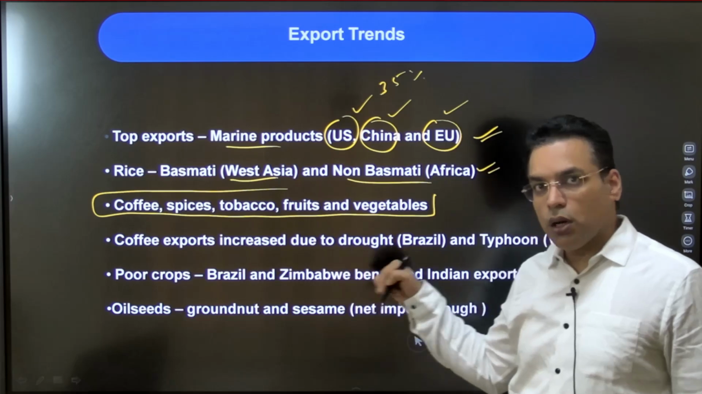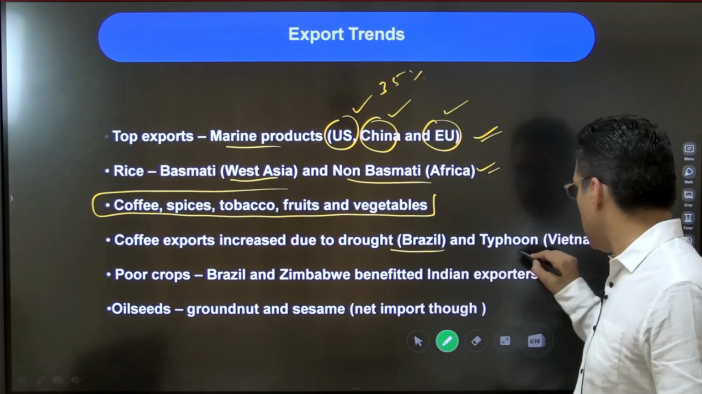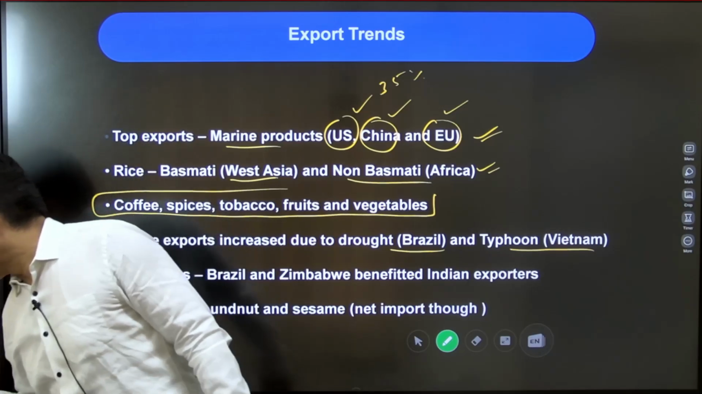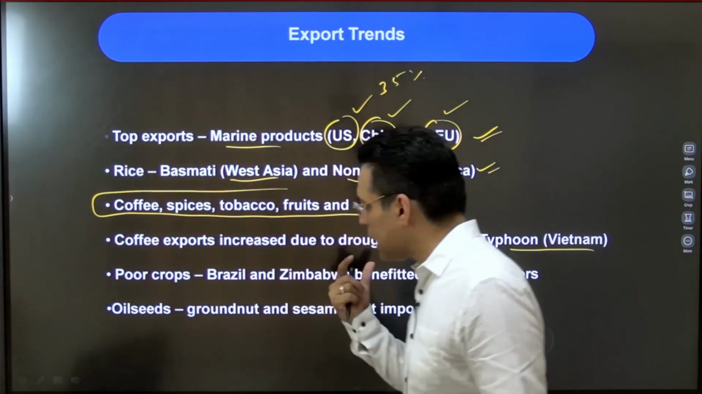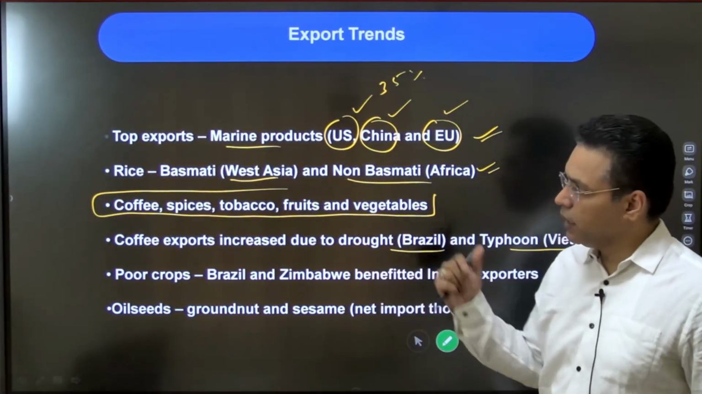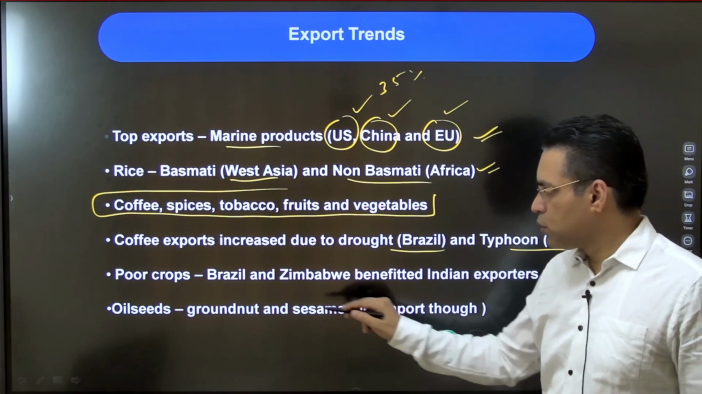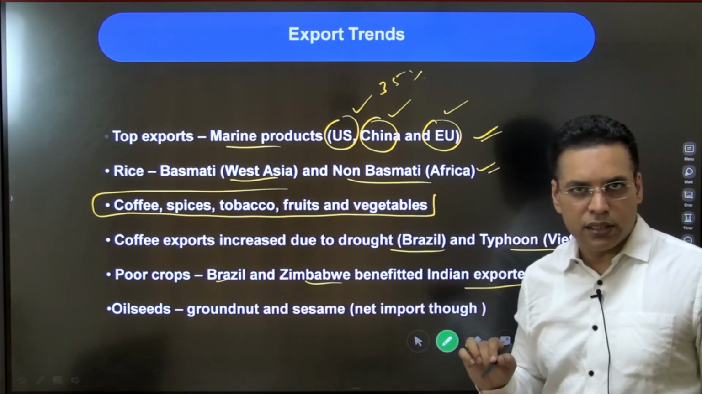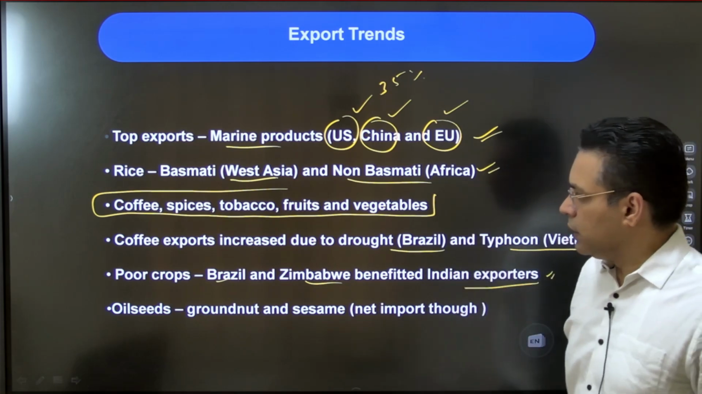Now exports in coffee have increased because of drought in Brazil and typhoon in Vietnam. So Brazil and Vietnam provide exports to the world agricultural market, and there India has benefited. Also the poor crop in Brazil and Zimbabwe has benefited Indian exports in these areas. Okay, tobacco and coffee.